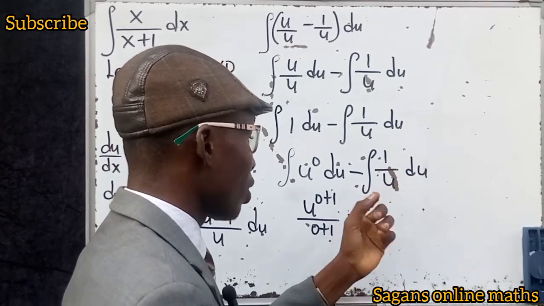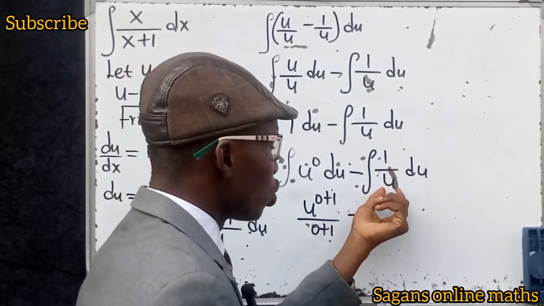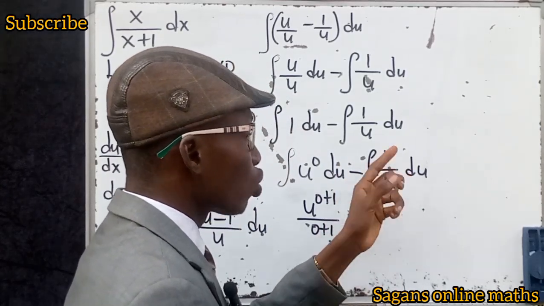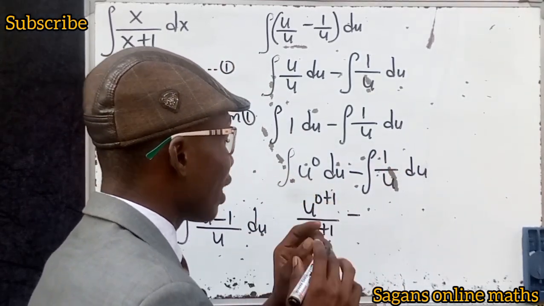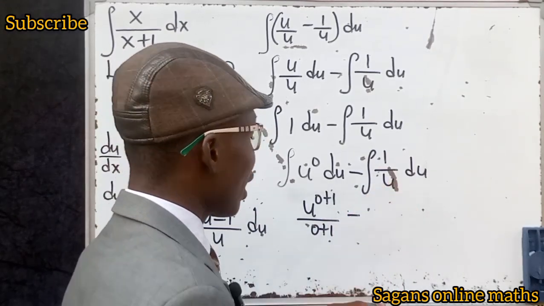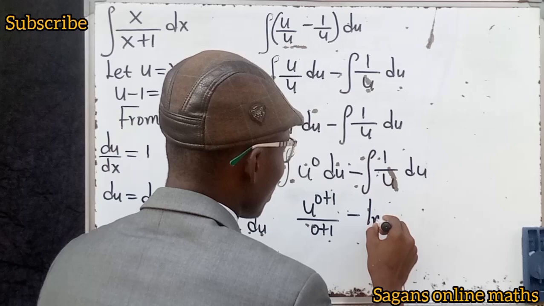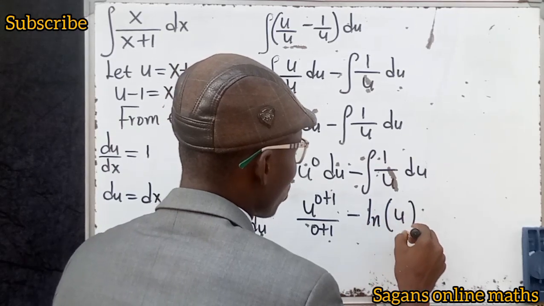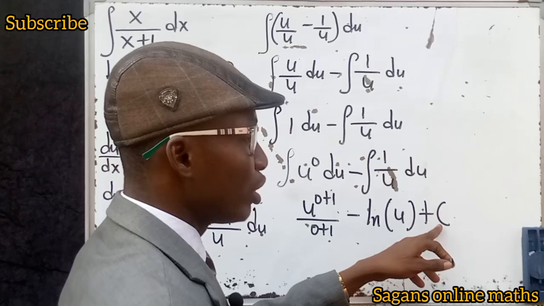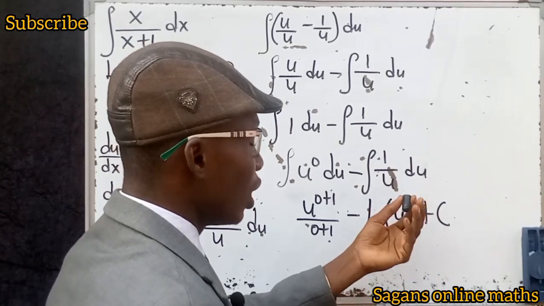Since the denominator here is u, if we differentiate u, we will have 1, and 1 looks exactly like the numerator here. So if that is the case, that means we have to take the natural logarithm of the denominator. Now this becomes ln of u, plus our integration constant c. This c represents constants that were differentiated away and cannot be recovered by integration.